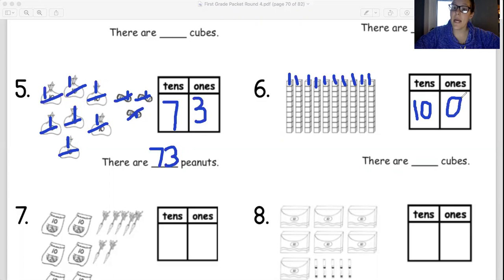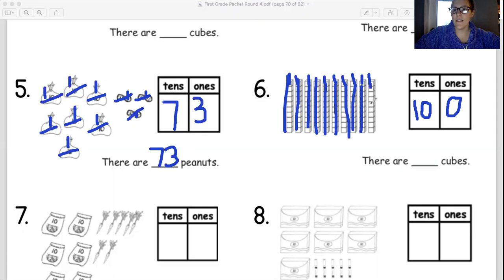Now we're going to count up how many cubes there are all together. We're going to count by 10s. 10, 20, 30, 40, 50, 60, 70, 80, 90, 100. There are 100 cubes in this picture. There are your 1s and there are your 10s.